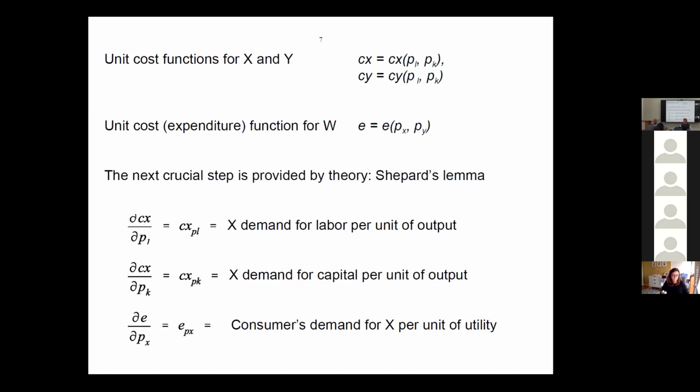The next step is provided by a theory which we call Shepard's lemma. I guess it's called a lemma because it follows from the envelope theorem. That's why we call it that. Everyone gets taught this in first year master's micro and then promptly forgets about it for the rest of their lives. But it's actually immensely useful in general equilibrium modeling because it gives you the factor and goods demand functions that you need to be consistent with those technologies.